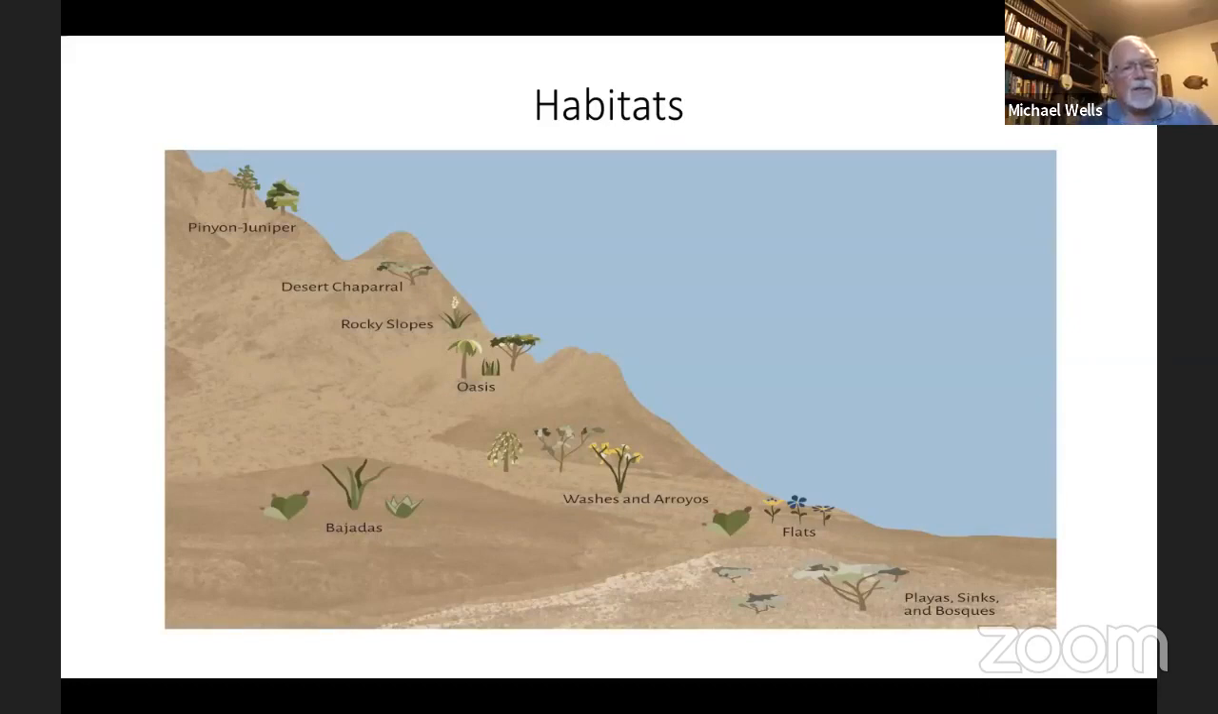Up in the higher reaches of the desert, we have pinyon juniper woodlands, and actually even above that in the Santa Rosa Mountains, we have yellow pine forest. And then going down, we have desert chaparral, and then rocky slopes, which have a lot of plants particular to that. And on various places, you have wet spots like oases and streams and washes and arroyos that support a different type of vegetation. And then bajadas, which are the alluvial fans that come out of desert canyons, and they have a different type of vegetation. And then, of course, down in the playas and sinks and bosques, you often have plants that are adapted to the conditions of salinity and alkalinity that you find there.